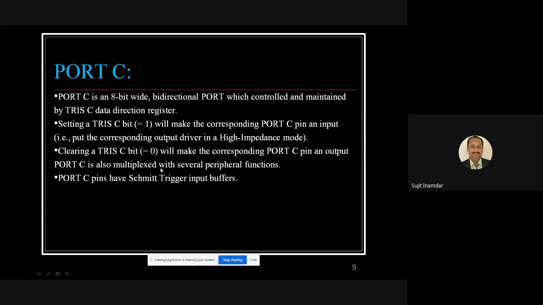Port C is also multiplexed with several peripheral functions. For that you can see the pinout diagram in which the port C pins are also working for different functions. Internally these pins have the Schmitt trigger, that is, the input buffers. So in that detail no need to go.